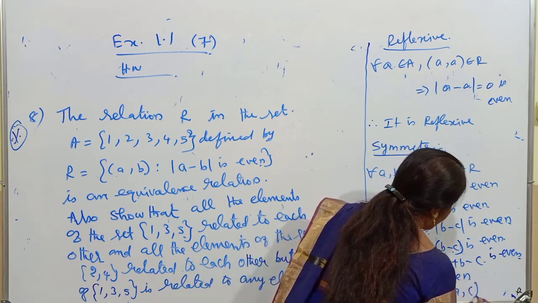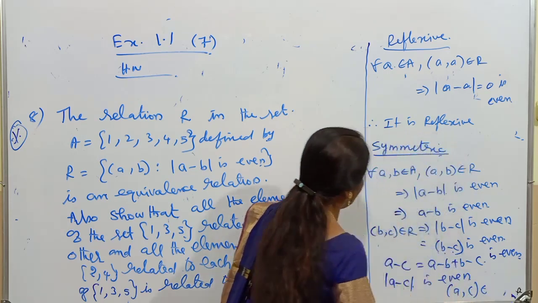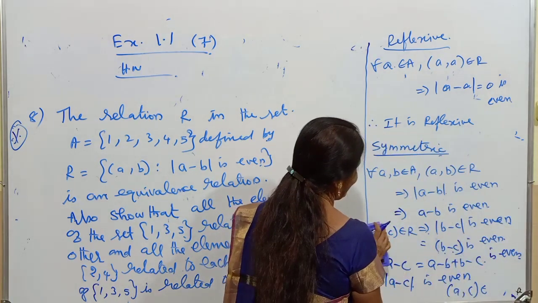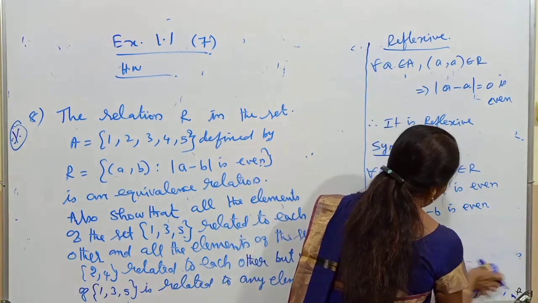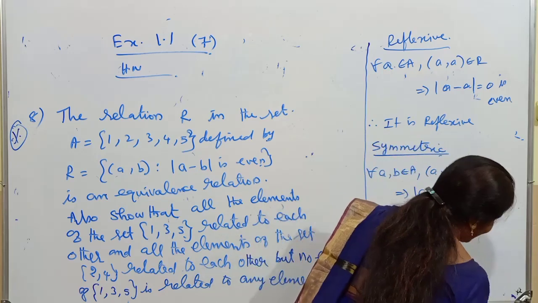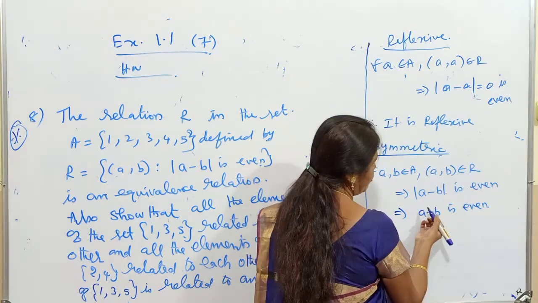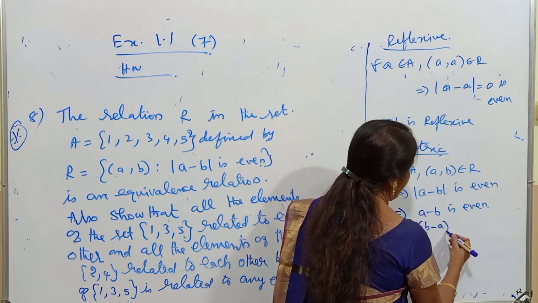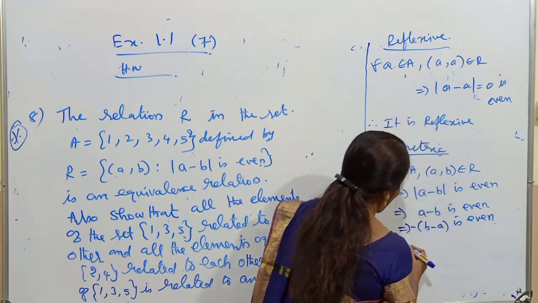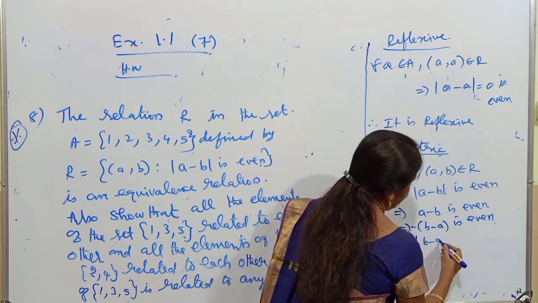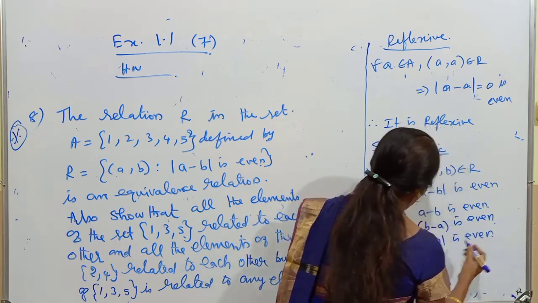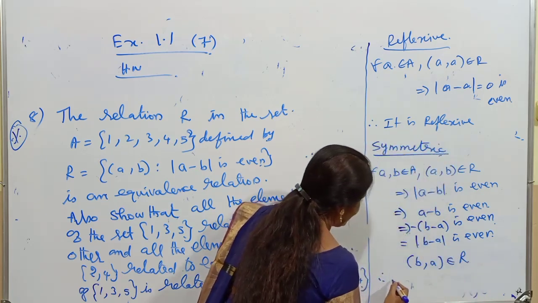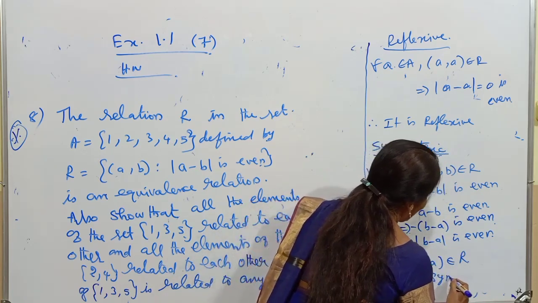So we will say that A comma C belongs to R. I have proved for transitive. We have to prove for symmetry. Listen. Modulus of A minus B is even. A minus B, what will you say here, children? Minus of B minus A is even, and modulus of B minus A is even. Therefore, B comma A belongs to R. So therefore it is symmetric. All of you following it?